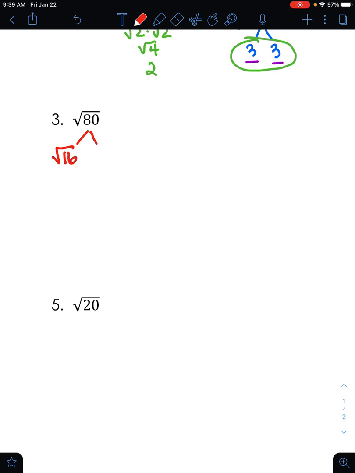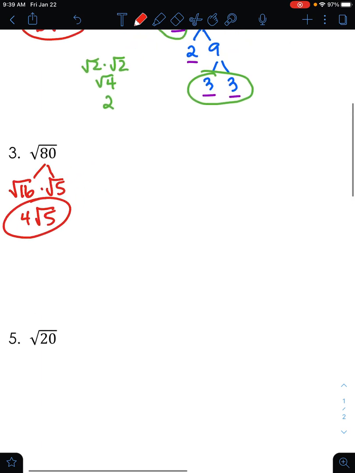Okay, perfect square method. Divide by 5. 5 and 16 is 80. Square root of 16 is 4. So it's 4 square root of 5.